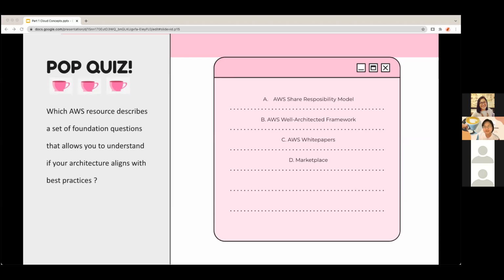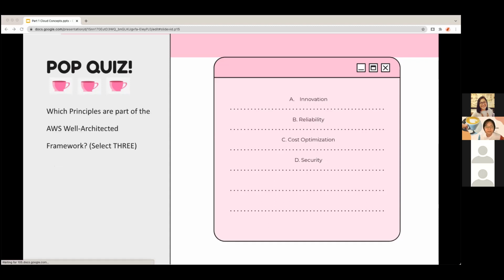So I think everyone got it correct. The answer is the AWS Well-Architected Framework. And again, we suggest you read that white paper if you want to pass, or at least have a high percent chance of passing the exam, because there are a lot of questions about the Well-Architected Framework.